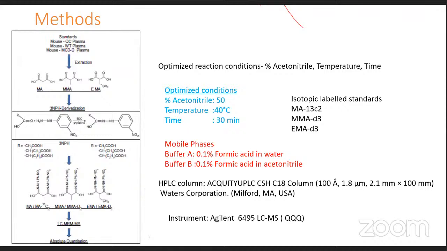For this derivatization method, we also spiked isotopically labeled standards: malonic acid 13C2, methylmalonic acid D3, and ethylmalonic acid D3. The mobile phases used were 0.1% formic acid in water and 0.1% formic acid in acetonitrile. The column used was a Waters Acquity UPLC C18 column, and the experiment was performed on an Agilent 6495 triple quadrupole LCMS system.